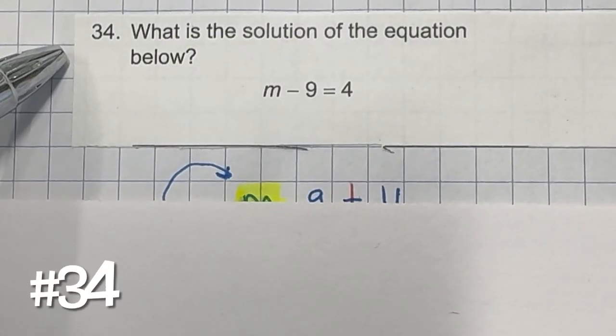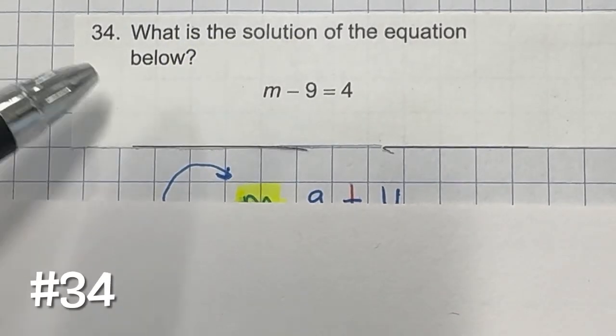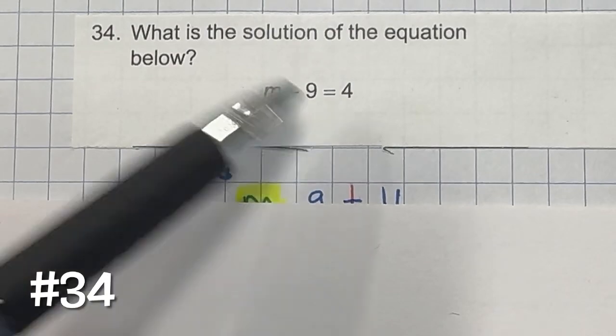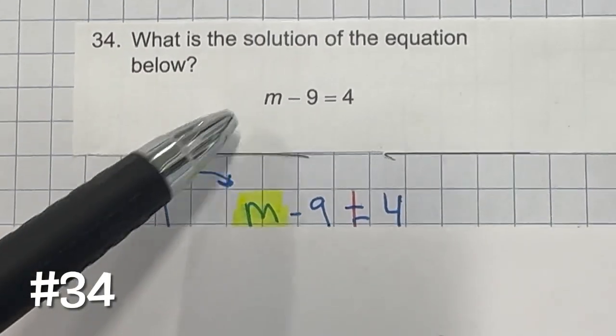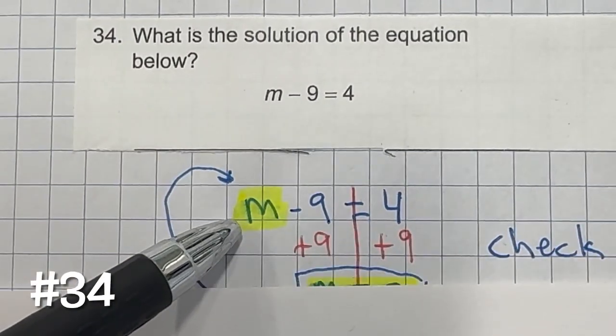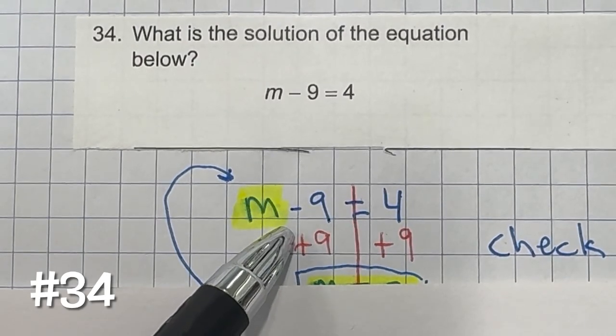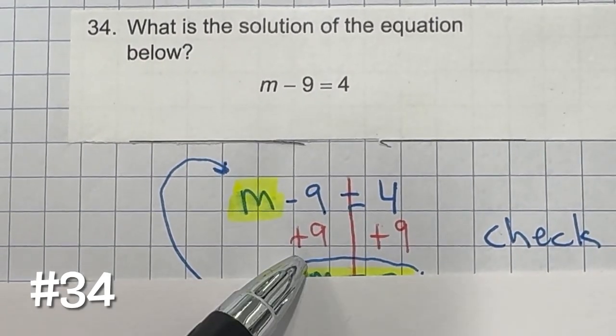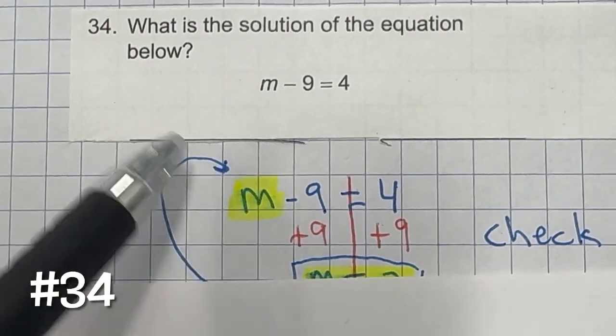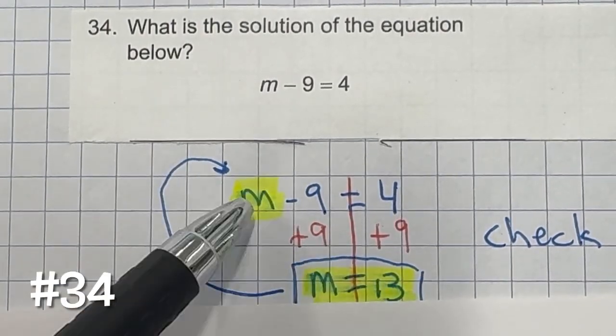Number 34, what is the solution of the equation below? m minus 9 equals 4. So we want to get m by itself. We want to isolate the variable. And so we have minus 9. So the inverse property of subtraction is addition. So we add 9 to both sides. This creates a 0 pair, and we're left with m.